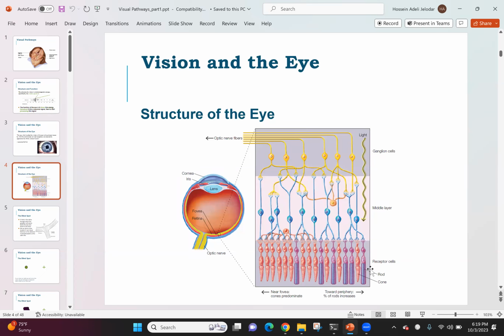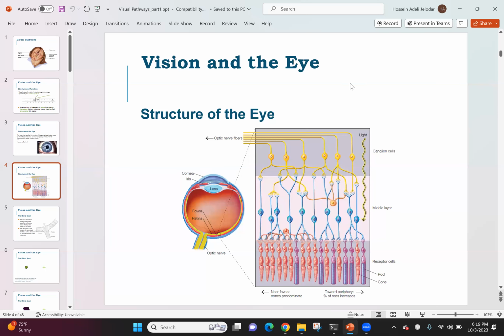Now, you would think a better system would be what? When the light comes through the eye, the photoreceptors would be out here. They would connect to middle layers, they would connect to the ganglion cells, and then they would leave the eye, right? That would be a better system. But the design is inverted, meaning that you have to go through the ganglion cells, through the middle layer cells or bipolar cells that we talked about, and then reach the photoreceptors, right? That's a very peculiar thing about the eye.